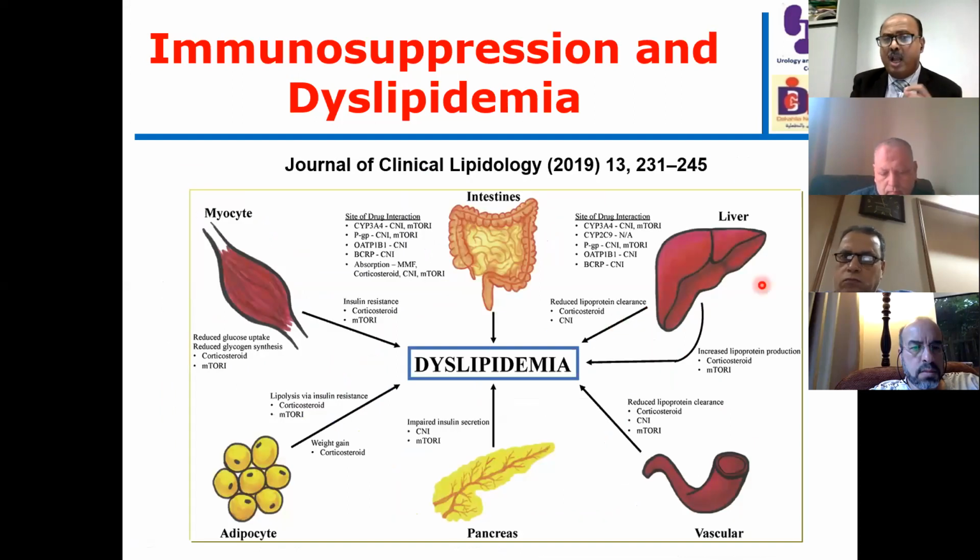Let us go organ by organ. How immune suppression affects organs. It affects intestinal absorption through affecting the transporters, affecting hepatic function, reducing lipoprotein clearance. Corticosteroid and calcineurin inhibitors disrupt hepatic function for clearance of lipids. It inhibits the pancreas islets, so it will inhibit insulin secretion by calcineurin inhibitor and mTOR inhibitors. Again, lipolysis by corticosteroid and mTOR inhibitors. Vascular, here reduced lipoprotein clearance from the endothelial side by corticosteroid, calcineurin inhibitor and mTOR inhibitors. Muscles, reduced intake. So the use of immune suppressive drugs is affecting all organs that share in lipid homeostasis, leading to derangement of lipids.